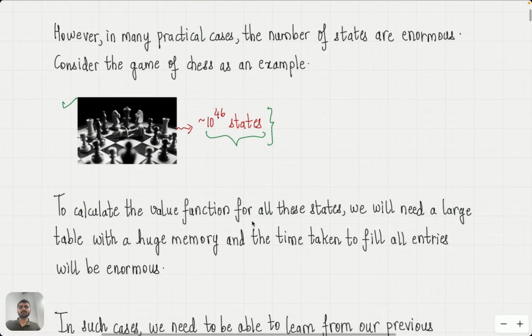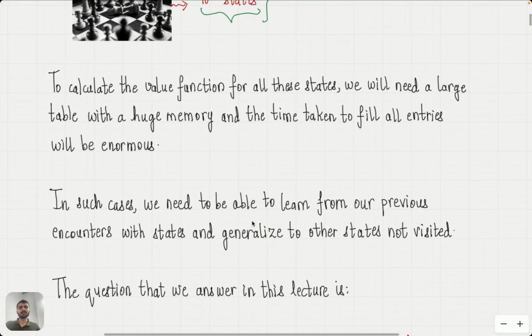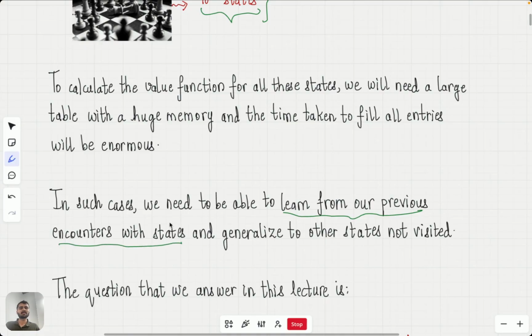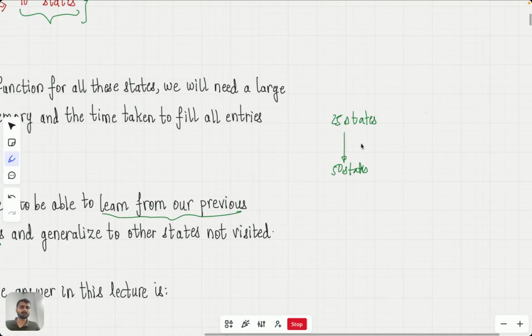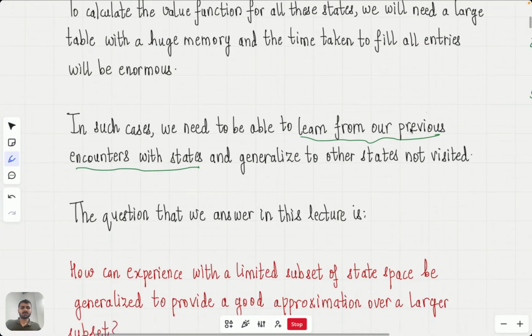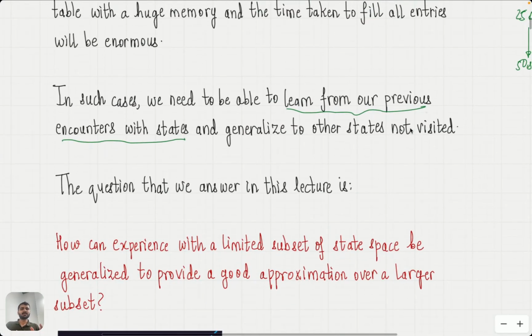And that is why today we are going to understand how we can learn from our previous encounters with the states and generalize to other states which we have not yet visited. For example, if there are 50 states which my agent will possibly encounter in the future, I will visit only 25 states, let's say, and then I will generalize to 50 states. So, this is what we are going to look at in today's lecture.